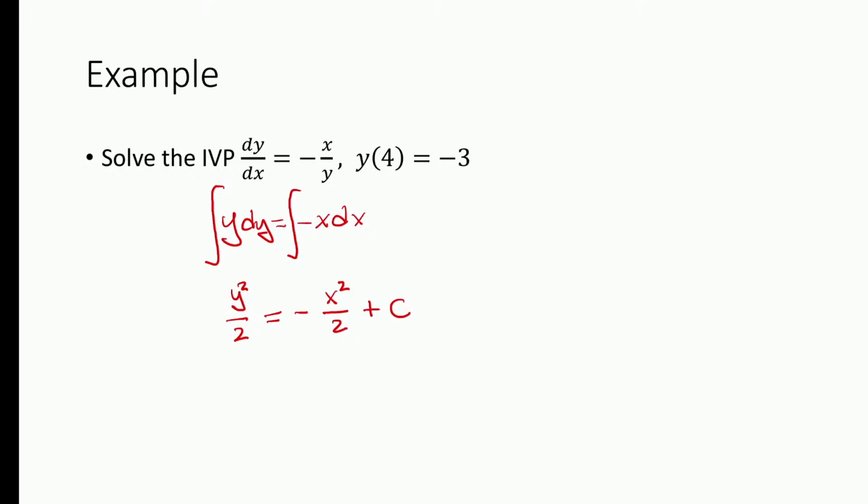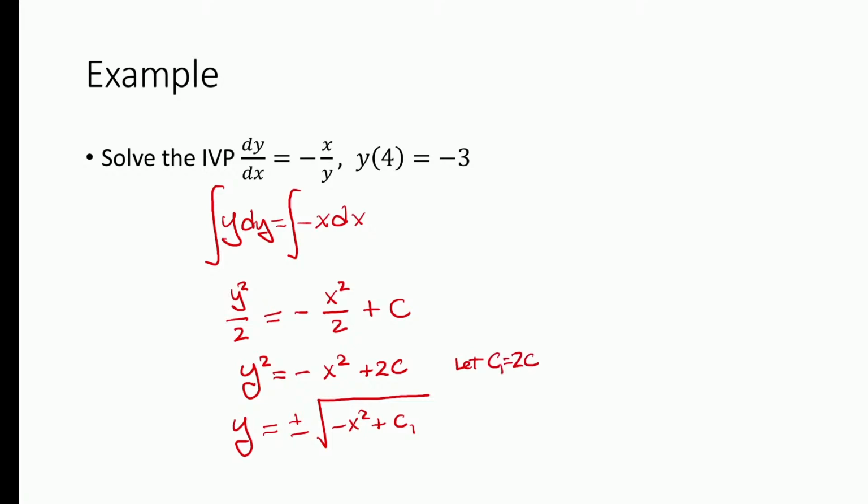All right, now we can maybe multiply everything by 2. Let's do that. So y squared is negative x squared plus 2c. You're probably going to want me to replace the 2c with c1. But before we do that, let me point out that y is equal to plus or minus the square root of negative x squared plus, we'll call this c1. We're going to let c1 equal 2c.